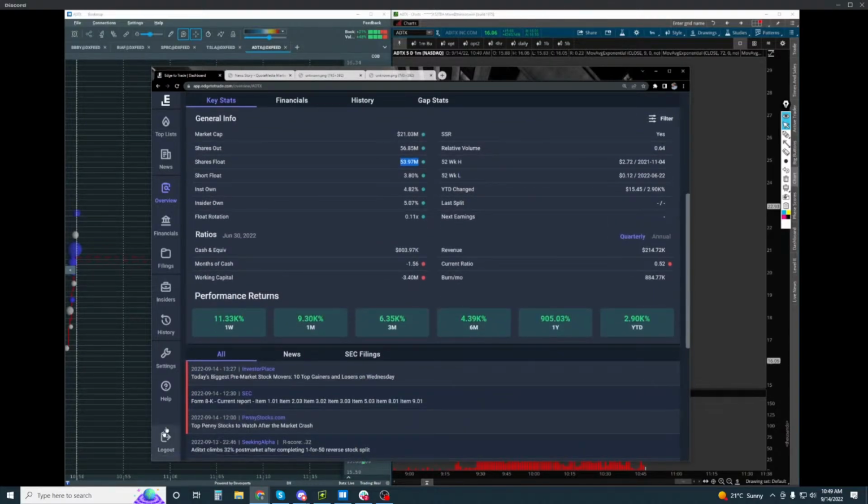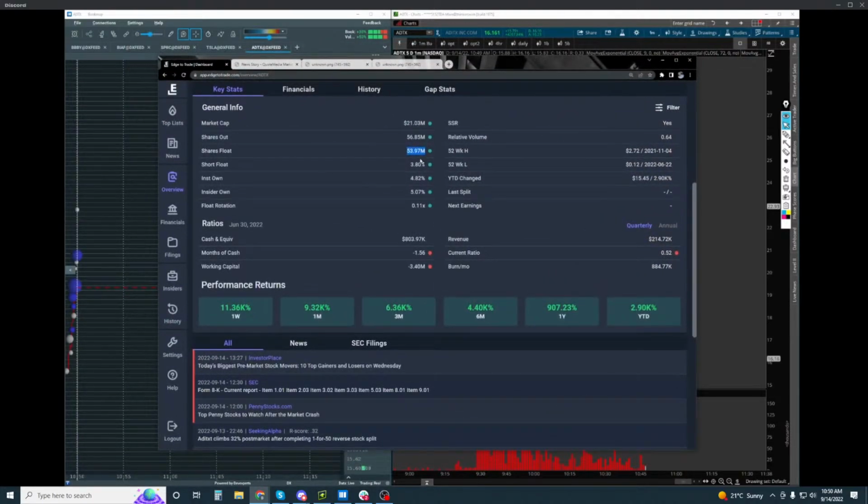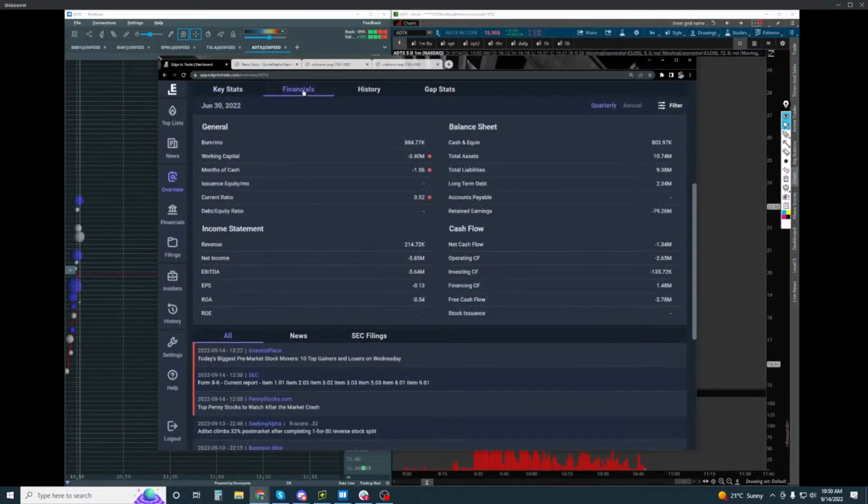So I believe it was a 1 to 50 reverse split. Yes, 1 to 50. So over here, we should have like a 1 million float, 1.2 million float, something like that. Actually 1.1 and something million float. The financials of this company are scary because this company has cash of 800K and it's burning 800K per month. So they have no cash at all. That's the revenue, that's the negative net income.